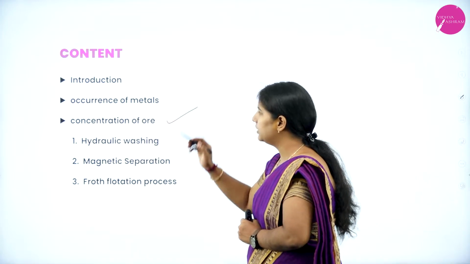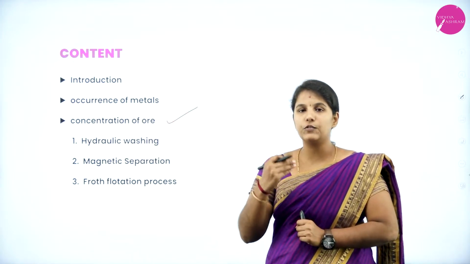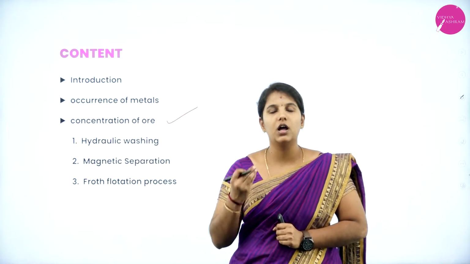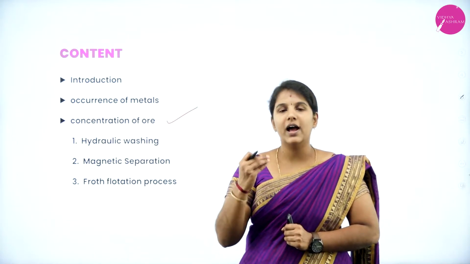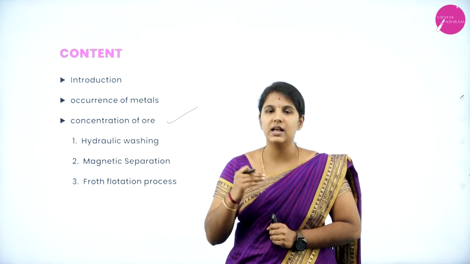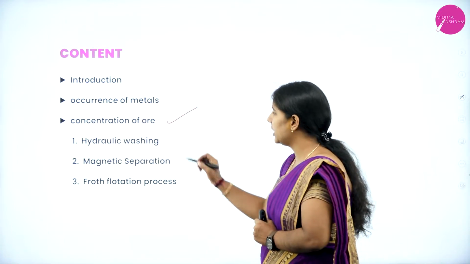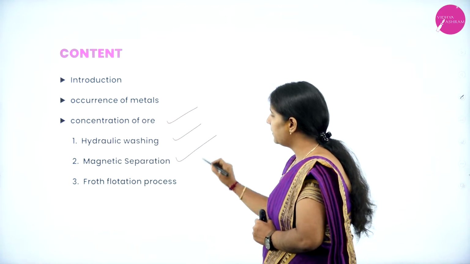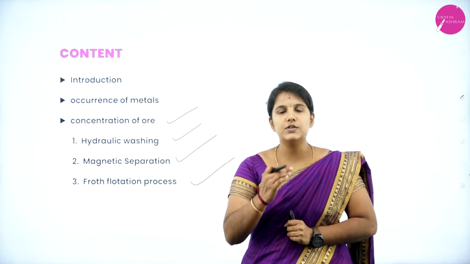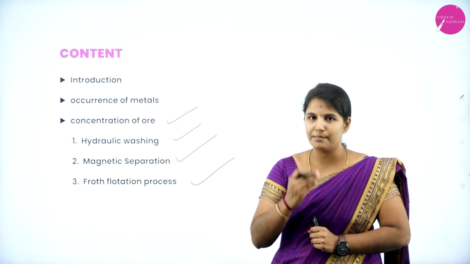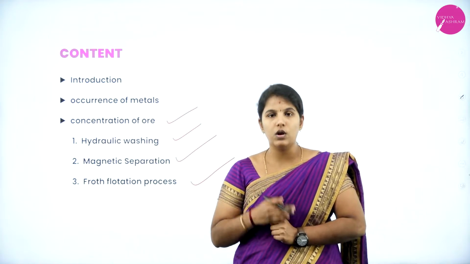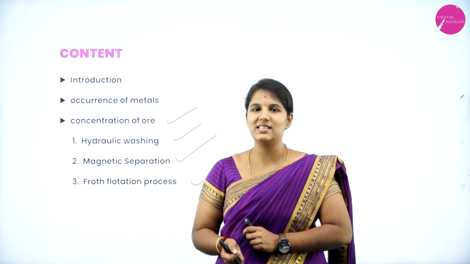Next, we'll go for the steps which we follow in metallurgy. The first one is concentration of the ore. Under that, we are going to learn 3 different processes. First one is hydraulic washing, then magnetic separation and the froth flotation process. So first we will see what is metallurgy, what is a mineral, what is an ore, what is gangue. Let us understand now.